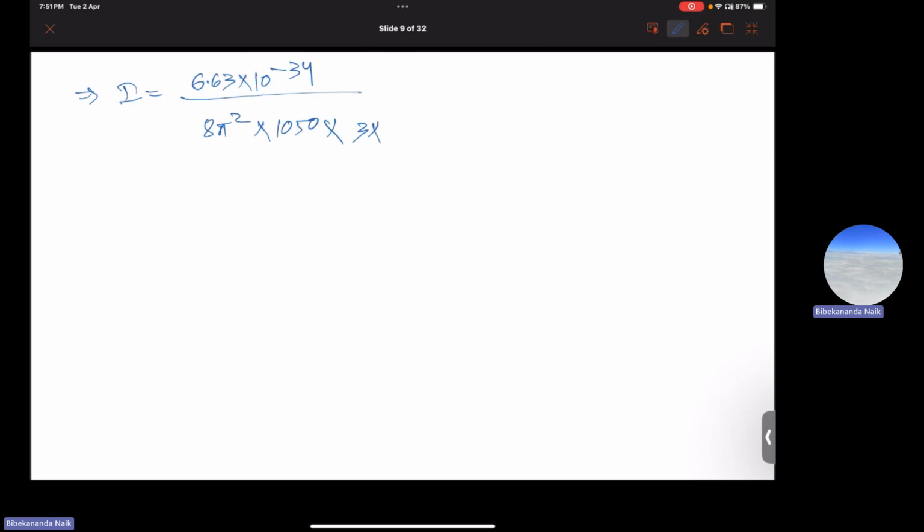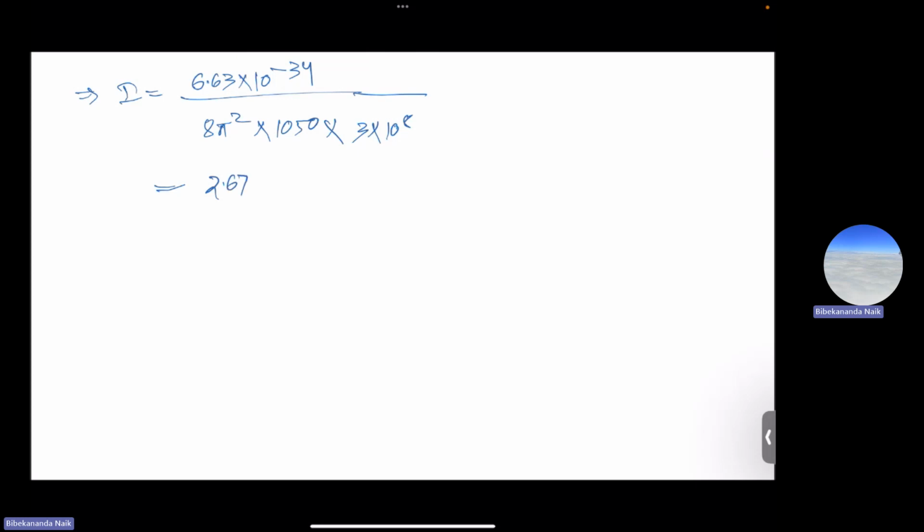So this is 1050 into C. C is 3 into 10 to the power 8. So if you calculate it, it will give you 2.67 into 10 to the power minus 47, and then it will be kg into meter square. So this is the value of moment of inertia.